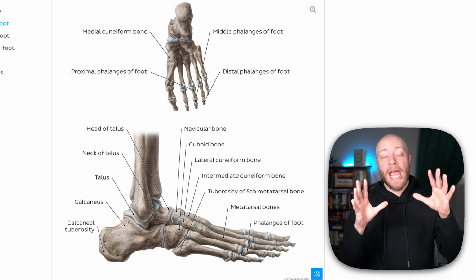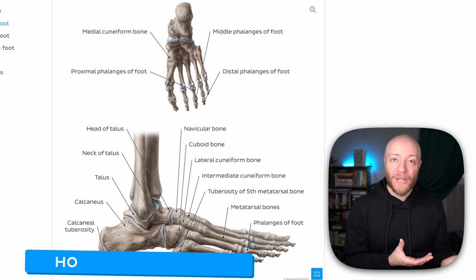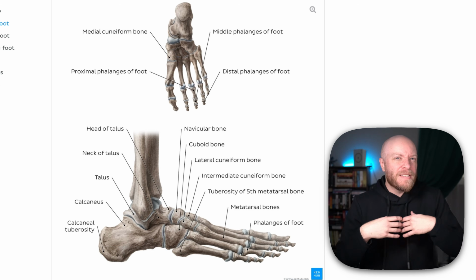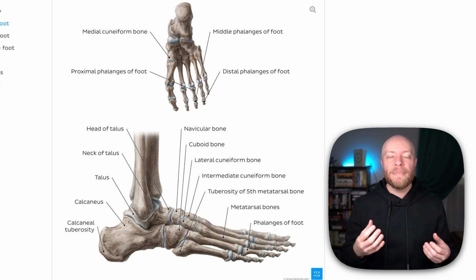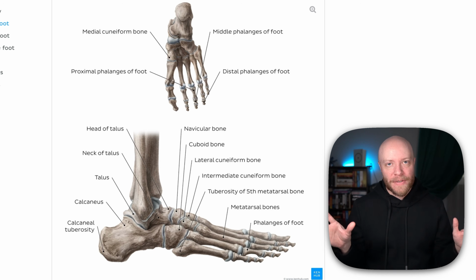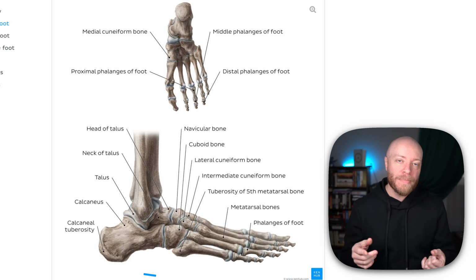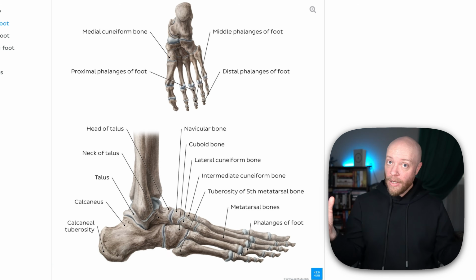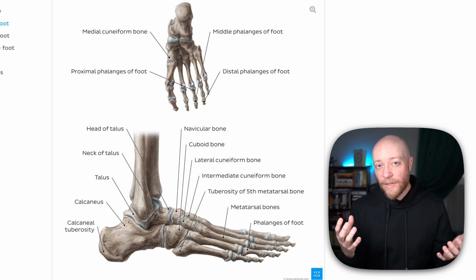Your hands and your feet are what are called homologous structures. That just essentially means similar but different, right? They develop in a very similar way, but they serve different functions. The easiest comparison, or another example I could make, would be the testes and the ovaries. Those are both gonads. They are homologous to each other, but they obviously serve different functions.